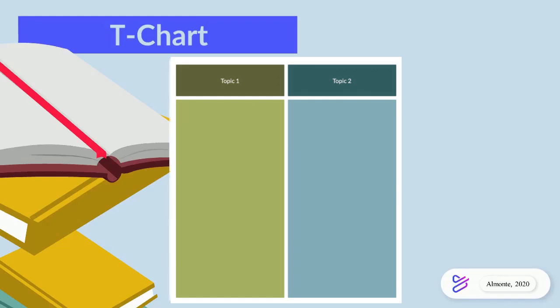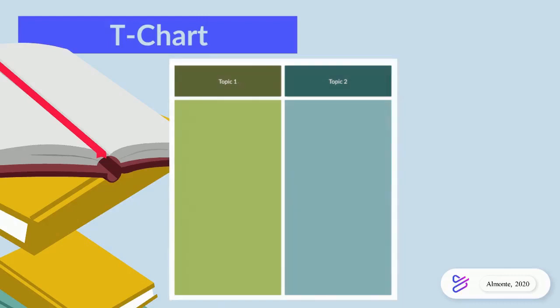How to use it? Step 1. Draw a T-chart and write down the two areas you want to brainstorm around on each column head. Step 2. Write down facts on each column as you carry out your brainstorming.